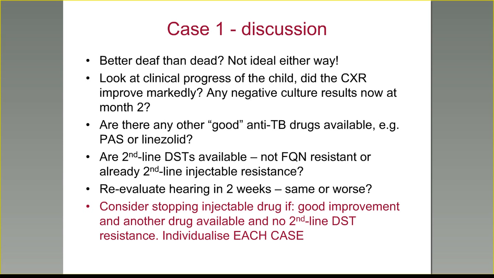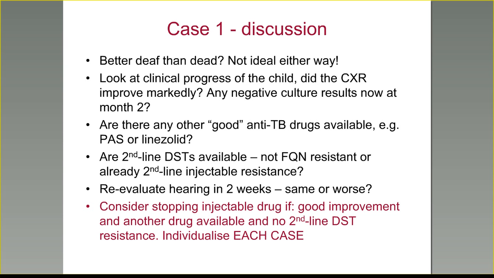Your month 1 culture was positive, but do you have any culture results since then? Is their culture now negative at month 2? You're really looking for evidence of clinical improvement, or whether this child still has a long way to go and is quite ill. Number 2, you need to consider what other treatment options are available to you. Possibilities would be PAS or potentially linezolid, depending on your setting. Can you get access to those, and could you give those to this child? And number 3, do you have drug susceptibility test results for second lines?